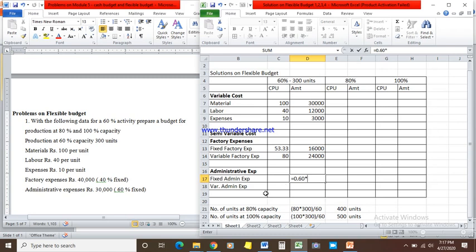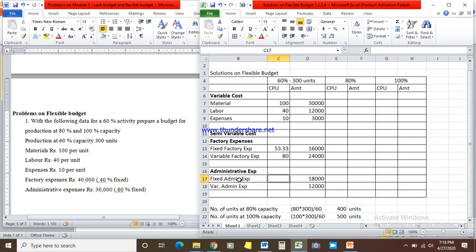Accordingly, if 60% is fixed, sorry, it is 60% of 30,000. I cancel this. 60% of 30,000, 18,000, balance 30,000 minus 18,000, 12,000 is variable.